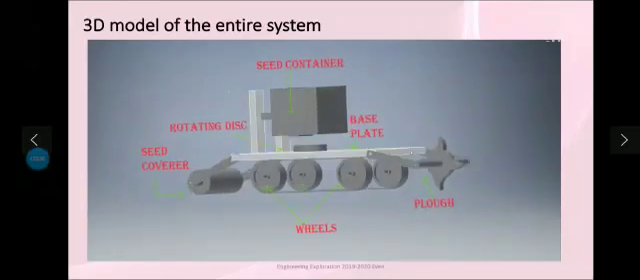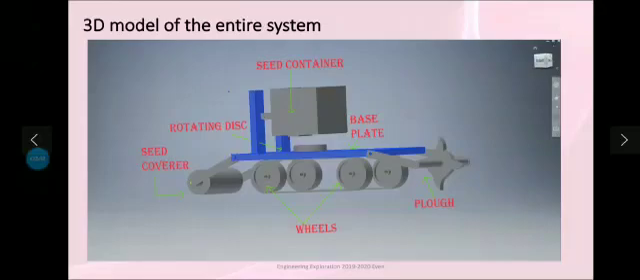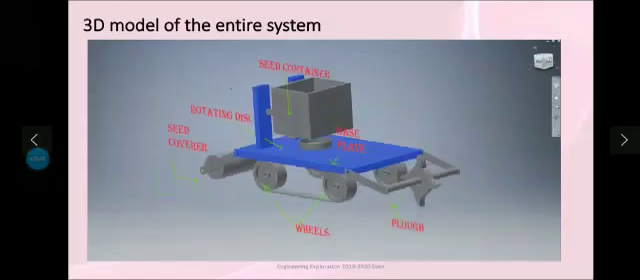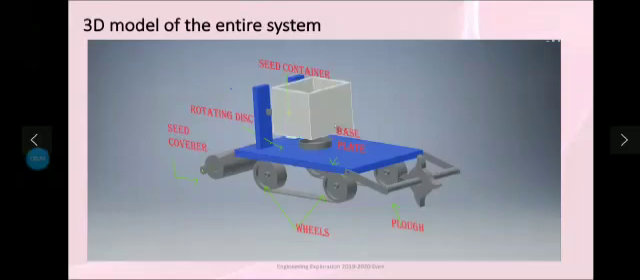The plow is connected through connectors to the base plate. The rotating disc rotates at a particular speed, ensuring that there is seed spacing. It is rotated through a servo motor. The seed container contains the seeds. IR sensors are present to indicate when the seed level is below 1 centimeter.